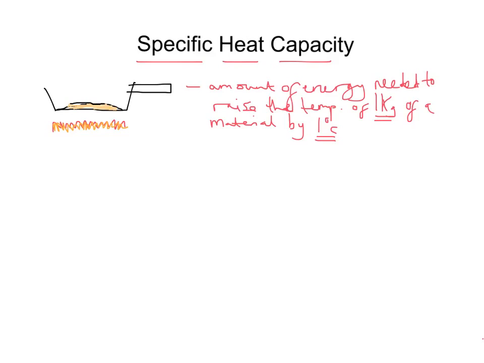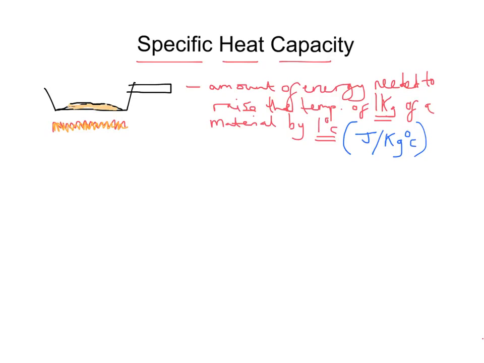Now if we think of some units that this particular value would have, because that's important, because if we consider that we're looking at energy transferred, we're talking about mass, we're talking about temperature, the units of specific heat capacity are going to be joules per kilogram degrees C. Now that will make more sense when we put these together into a formula.